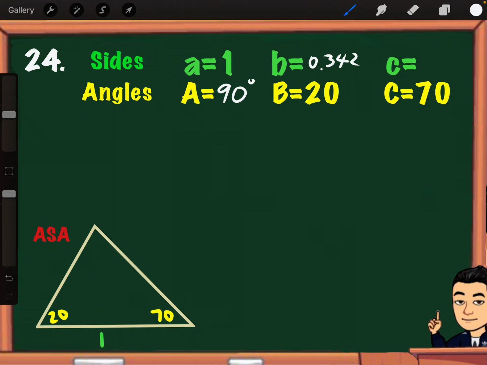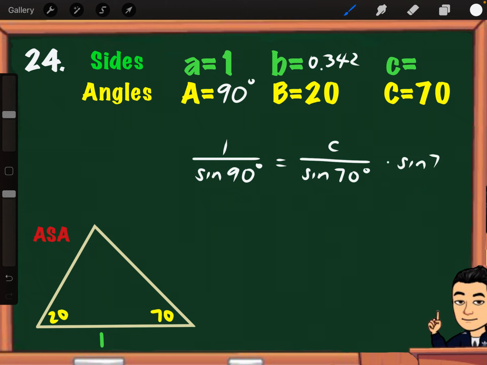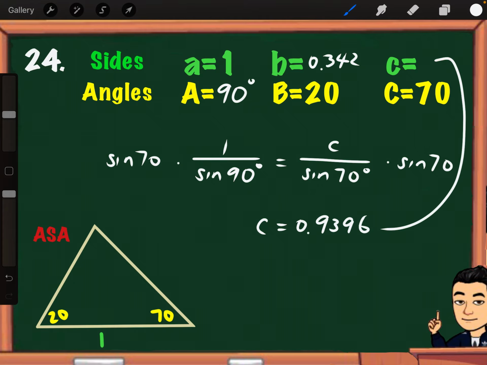All right, so let's find out the side C. Using 1 over sine 90 degrees, set that equal to side C over sine 70 degrees. In order to isolate side C, you're going to multiply by sine 70 degrees on both sides. You're going to find out that C is going to equal 0.9396. So that's what you need to insert there.